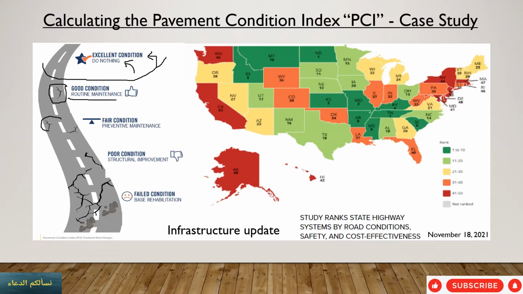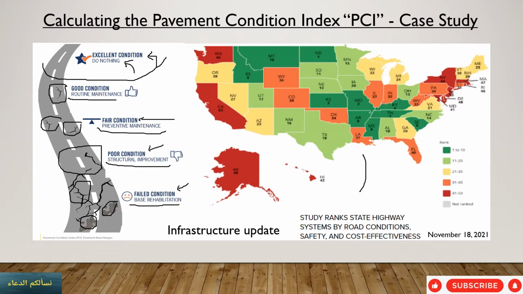If the number of cracks increased, as you can see here, the pavement is in fair condition and we will apply the preventative maintenance. If the width of these cracks started to increase, the pavement is said to be in poor condition and it requires structural improvement. If the number of cracks started to increase and propagates through the whole pavement, and there are a lot of patches as you can see here, the pavement is in failed condition and it requires base rehabilitation.